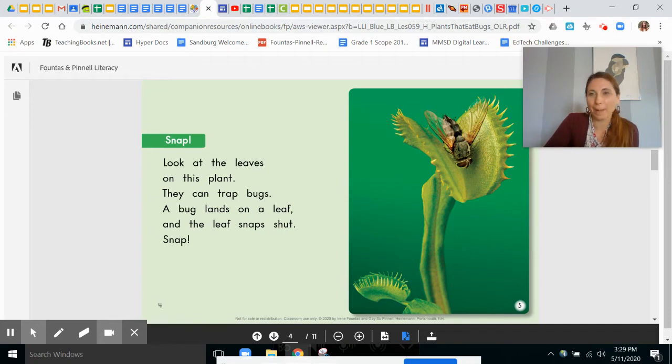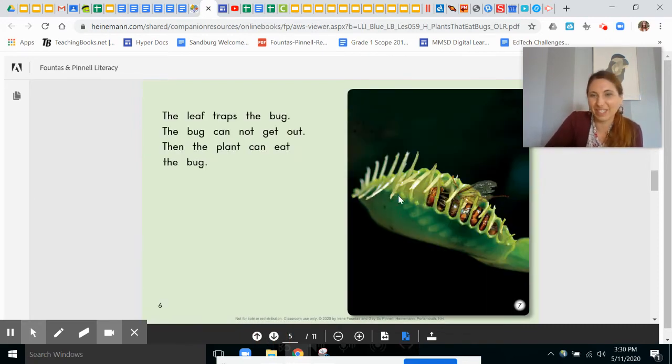Here's one way a plant can catch a bug. It has this big heading. Snap. Can you do that with me? Snap. Look at the leaves on this plant. They can trap bugs. A bug lands on a leaf and the leaf snaps shut. Snap. Ooh, do you see it trapped inside? The leaf traps the bug. The bug cannot get out. Then the plant can eat the bug.